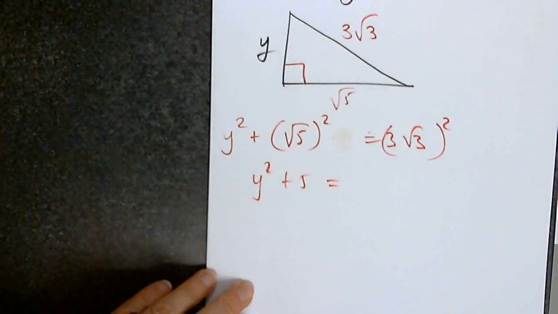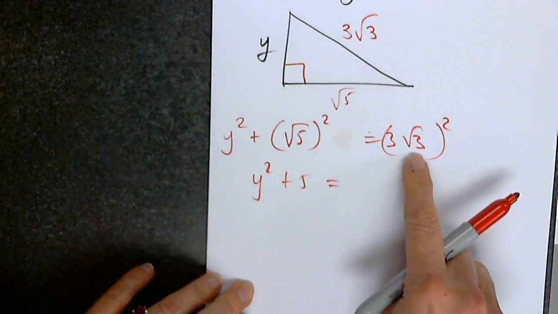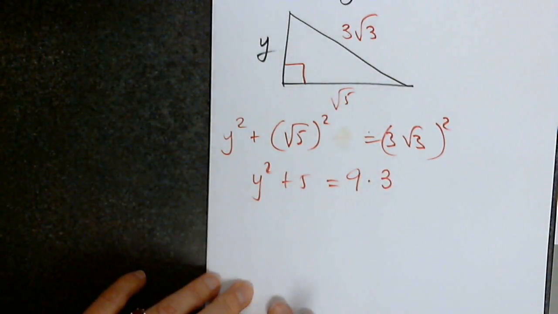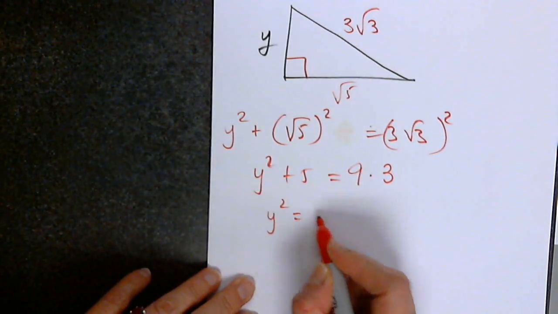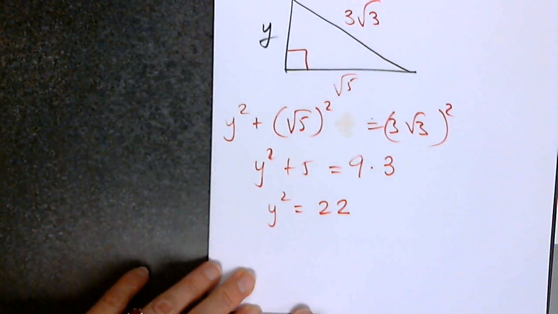Plus 5 equals times 9 times 3, exactly. So this is y squared equals 27 minus 5, which is 22.